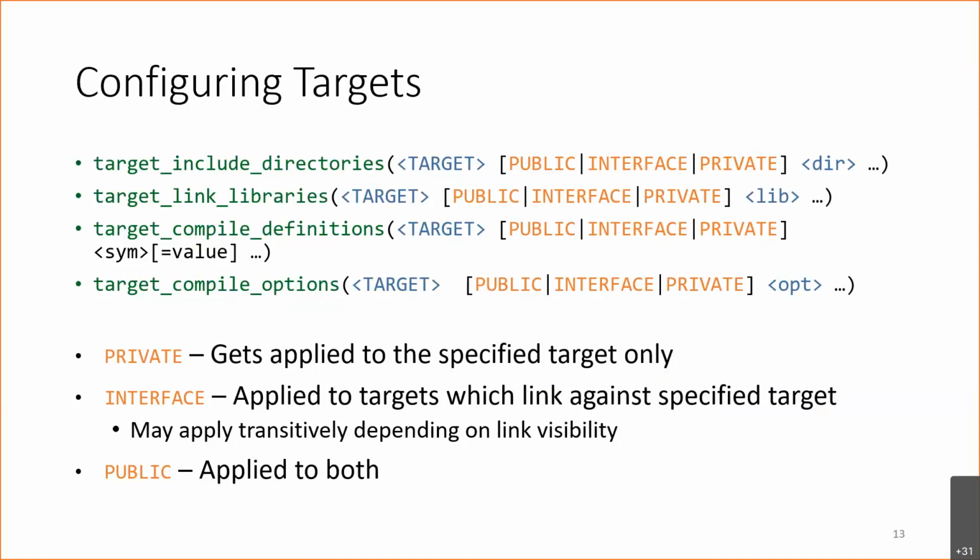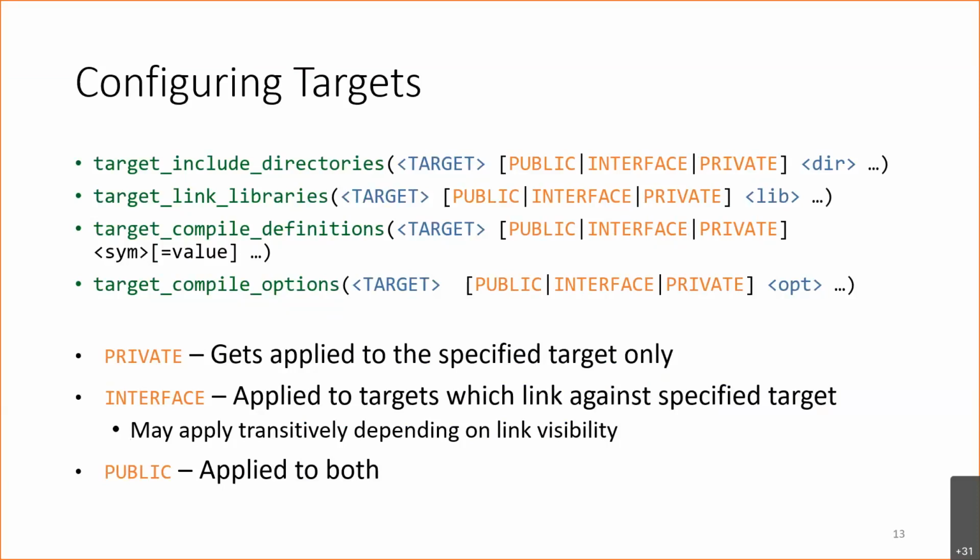Interface options don't apply to the target in question, but rather get propagated to consumers of the target via linking. And public options behave as a union of both private and interface options. As I mentioned, linking against a target can propagate interface options. The way this works is, suppose we have some target A that links against target B. B's interface options are applied to A using the same visibility that was used to link against B.